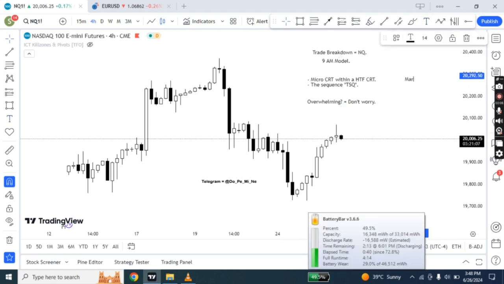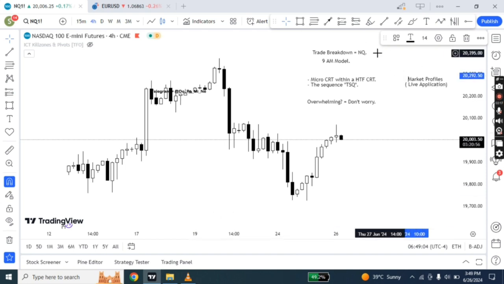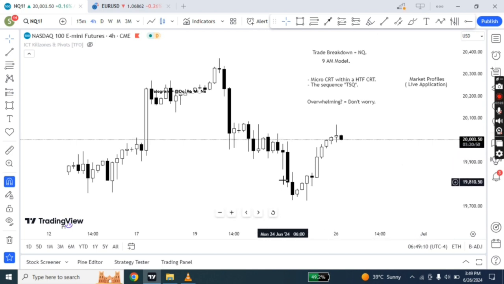First of all, I'm going to make sure that I integrate and explain this trade breakdown in terms of market profiles too, that were discussed in chapter 1, so that you can actually see how you can apply that knowledge that was given to you in chapter 1 and use it in the live markets and take trades based off of that.